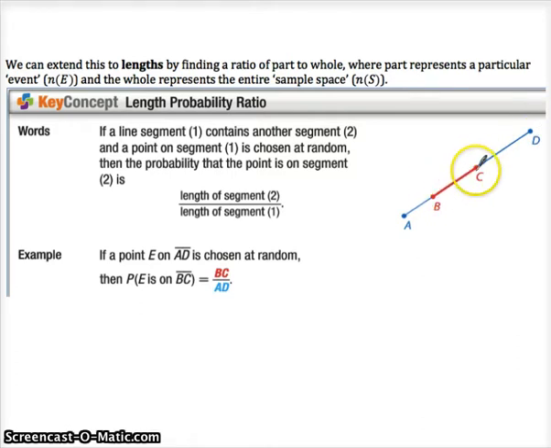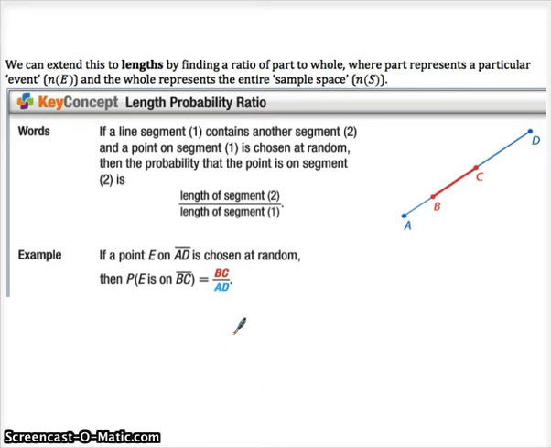Well, then the favorable outcomes here would be all of the red points essentially, which is an infinite set of points. It's all the points along that segment out of all the possible points we could have picked on that entire segment AD. So it's just these lengths in this fraction like this.